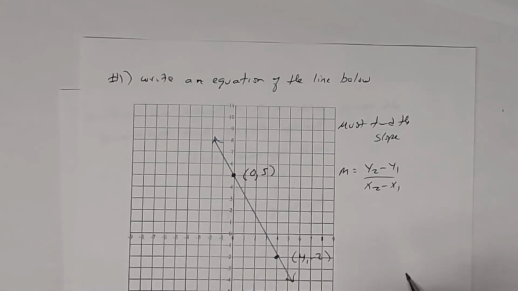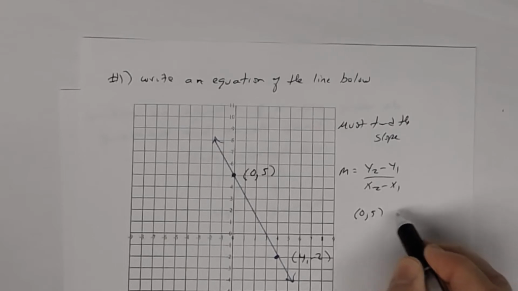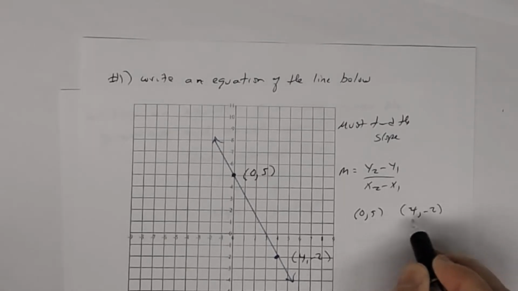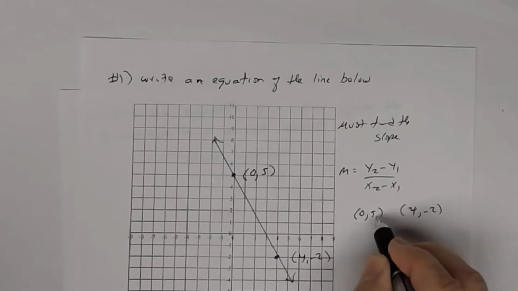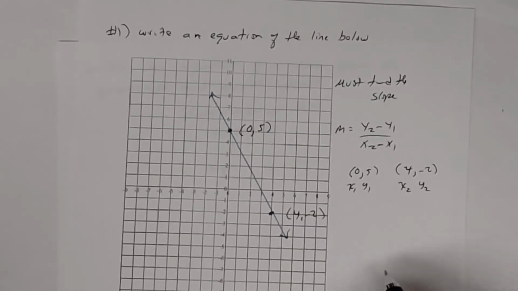Now let's go ahead and rewrite this over here. I have (0, 5) and then (4, -2). The reason I'm rewriting it is, remember in a previous lesson when you had to find a slope given 2 points, you labeled these. Let's call this the first point, x1, y1, and this will be x2, y2. Then you just substitute.